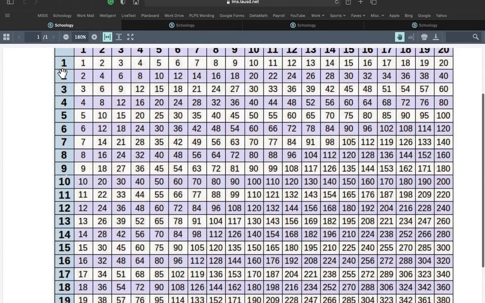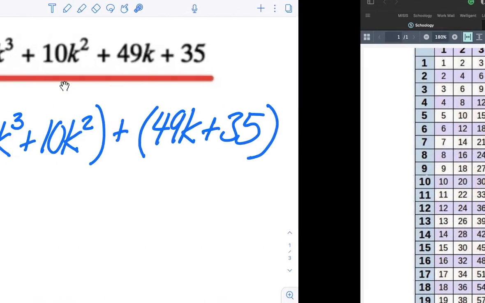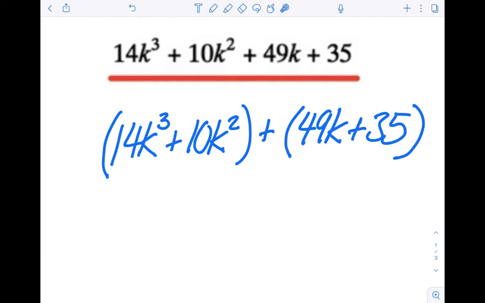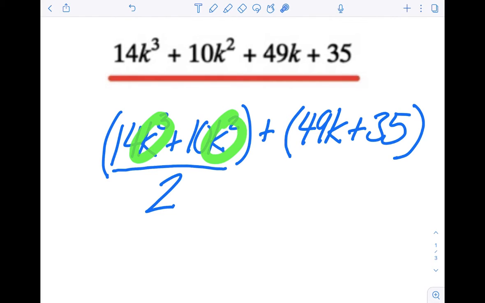It's 2. Everybody see that with little hand is? 2 goes into 14 and 10. So I'm going to divide this whole thing by 2. Well, what else do they both have? k to the third and k to the second. Well, I can take out k squared out of both.